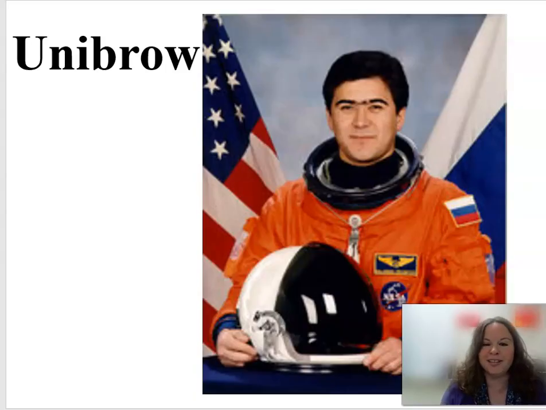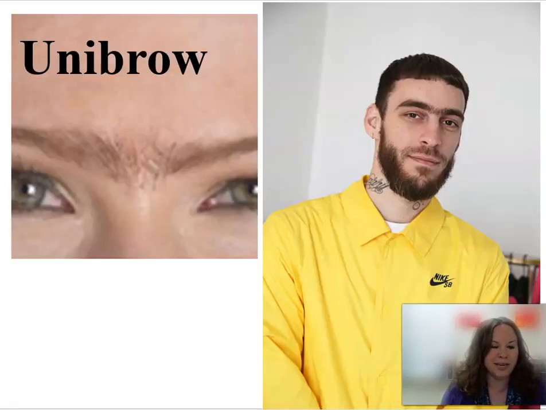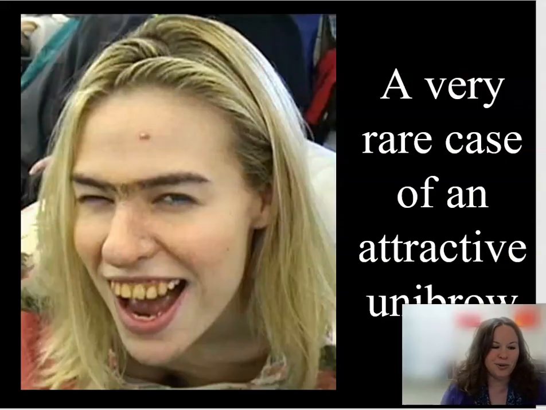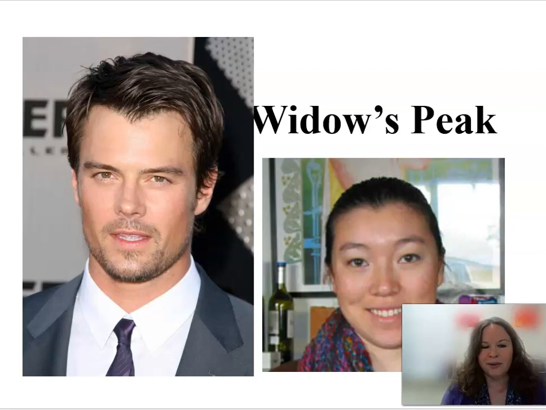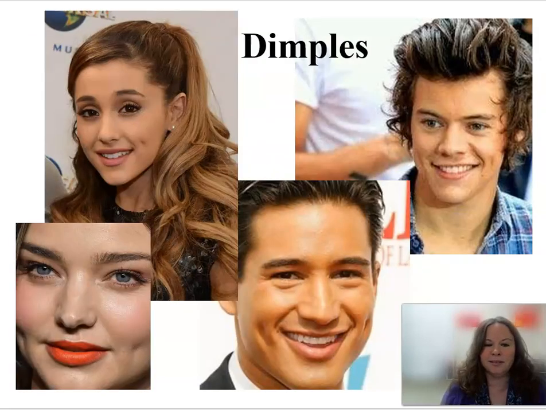There's other fun traits on there like unibrow, right? That makes you look really distinguished. There's a nice looking unibrow. President Bush had kind of a unibrow. All right, widow's peak is another trait. That's when your hair comes to a V in your forehead. Dimples, when your cheeks dimple in, especially when you smile.